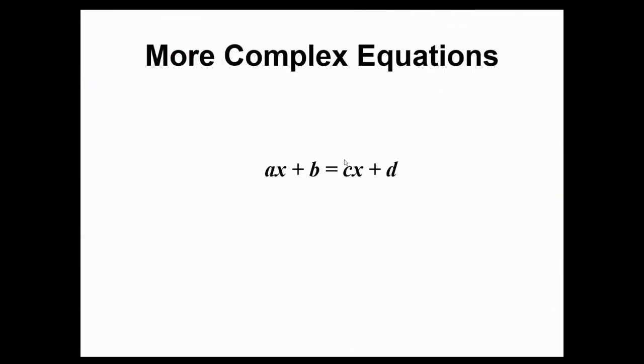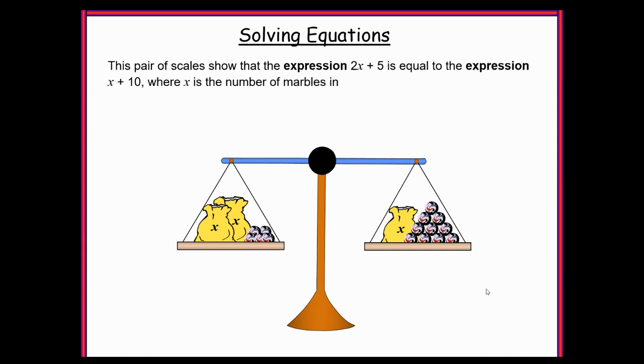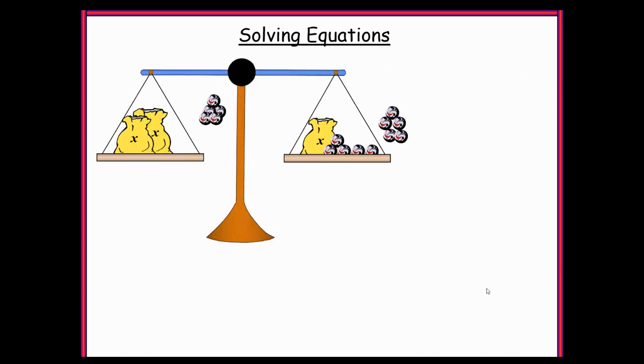More complex equations that we're going to deal with now have letters and numbers on both sides. So we're going to explore that in the next stage. This time you'll see we've got bags of x on both sides and marbles on both sides. So this time we've got 2x plus 5 and x plus 10. So if they balance, we should be able to set up an equation. So how do you deal with this?